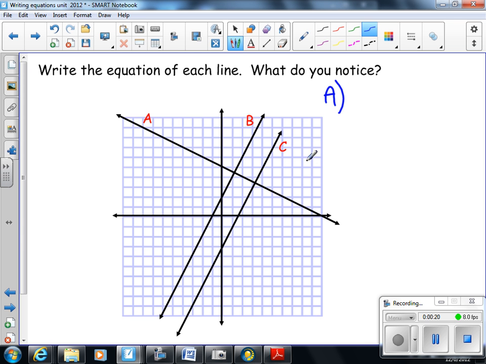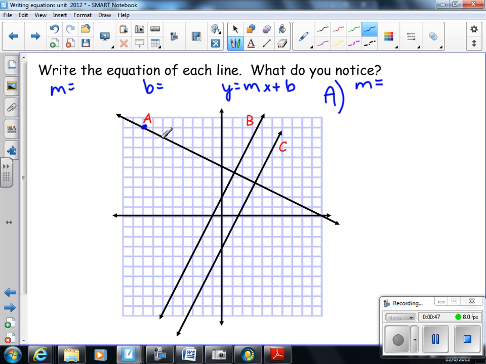What two things do you need in order to write the equation of any line? Okay, you need the slope, and you need the y-intercept. And you usually write it in y equals mx plus b form. Okay, what do you notice about the slope on this one? Okay, it's negative, it's declining. So we're going to write that down for this point A.